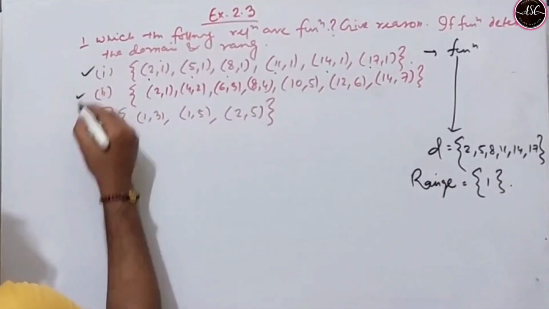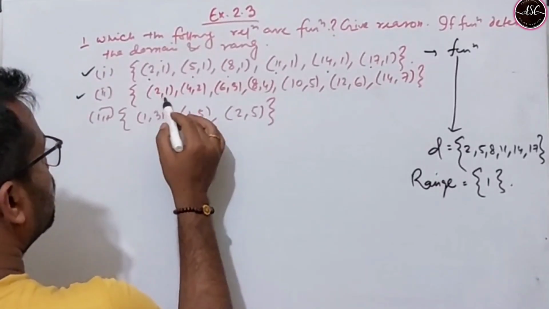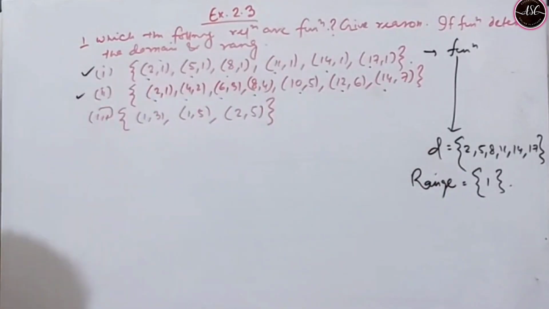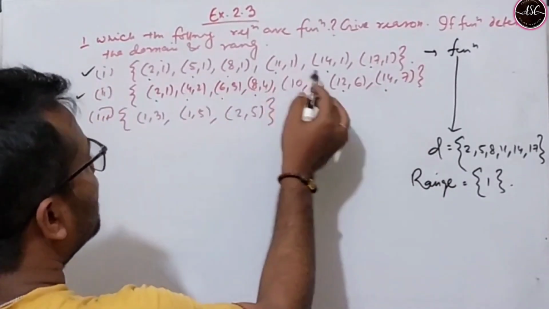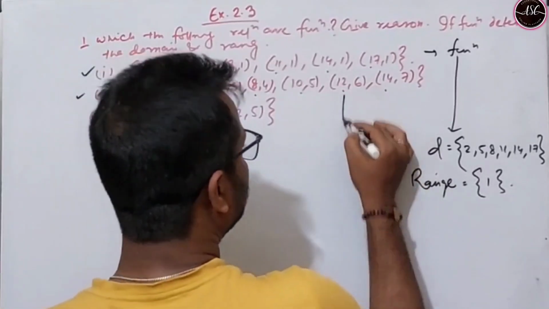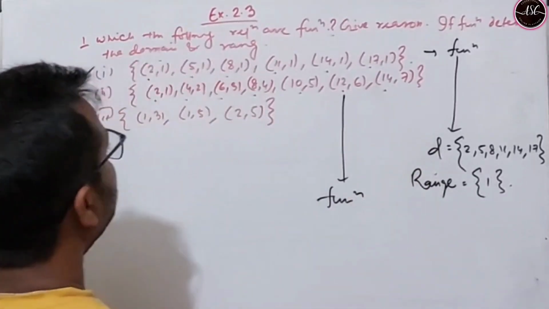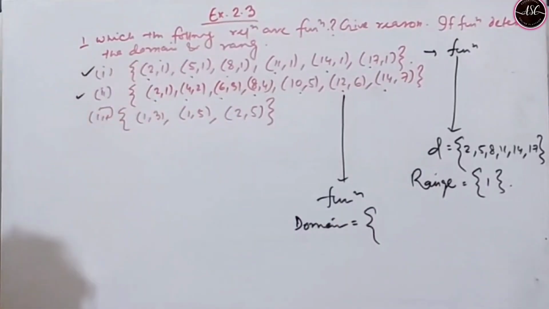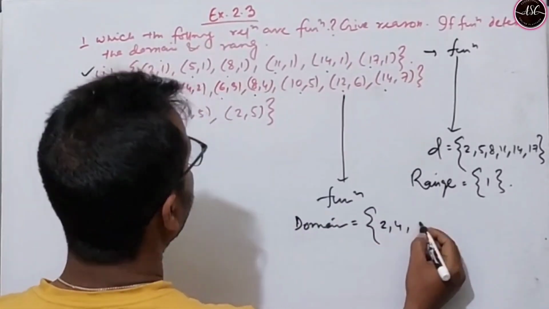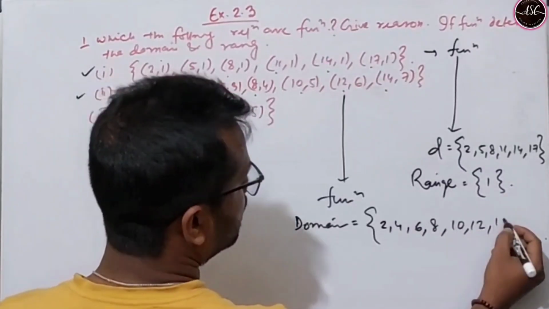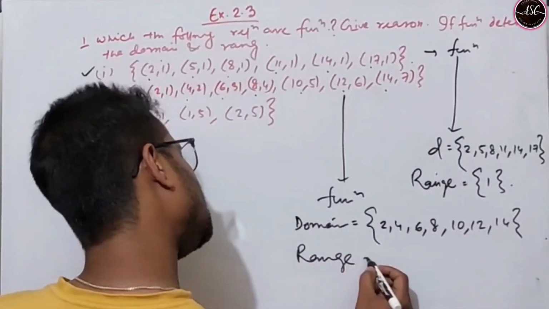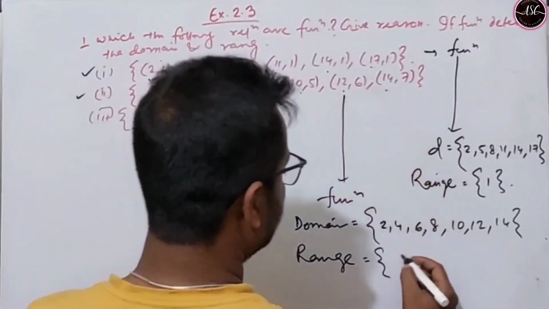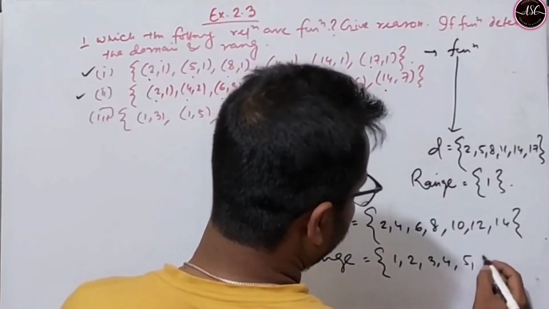Okay, then question number 2. Here just look. The first elements are 2, 4, 6, 8, 10, 12, 14. So here is no repetition of the first element, and for each there is one and only one image. So this is also a function. And the domain will be the set of all the first elements, that is 2, 4, 6, 8, 10, 12, 14. And range will be the set of all second elements in the ordered pairs of the relation. That means 1, 2, 3, 4, 5, 6, 7.